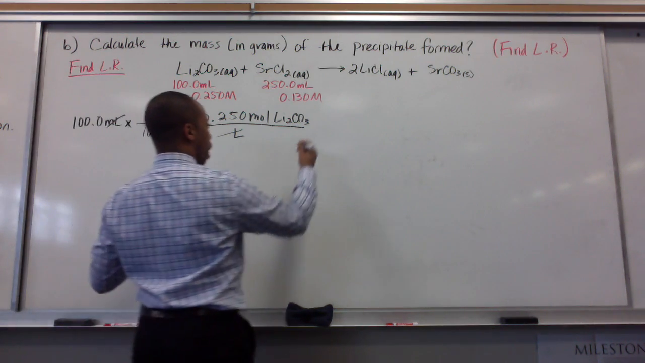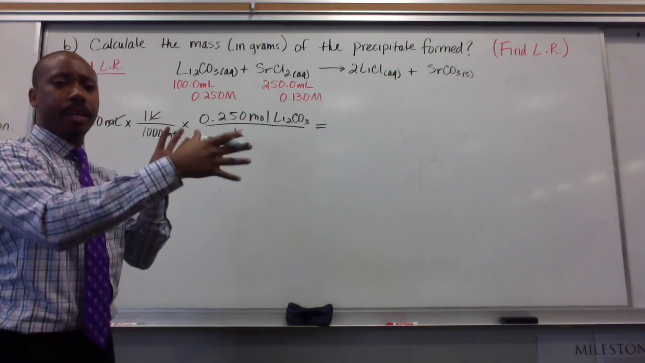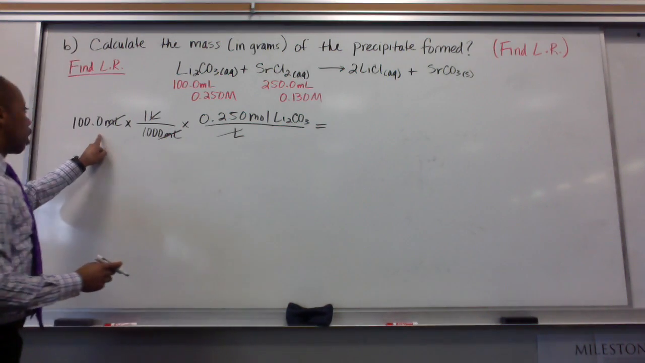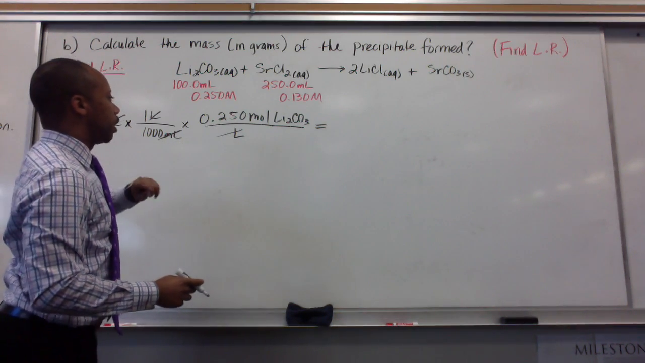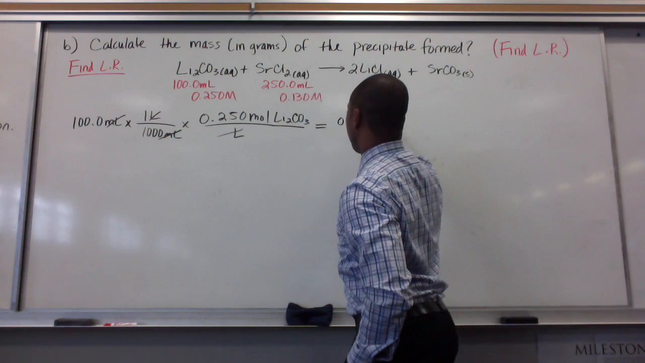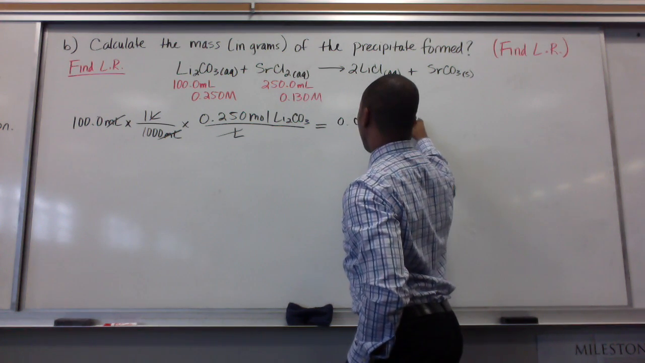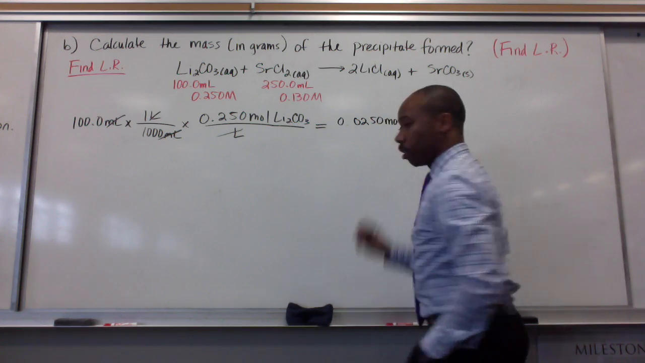So now that I have moles of lithium carbonate, I'm actually going to solve in the intermediate step here. So I have 100 divided by 1,000 times 0.250. That would give me 0.0250 moles of lithium carbonate.